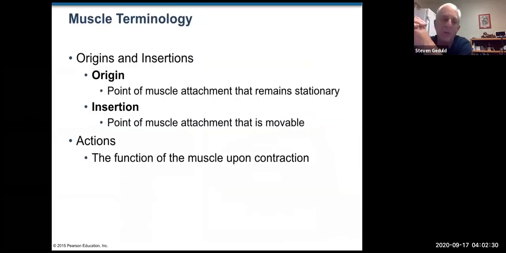Okay. You can also name them by shape. You can name them by where they're inserted, where they attach. The point of muscle attachment that remains stationary is the origin. The point of muscle attachment that is movable is the insertion. Okay. The function of the muscle depends upon how it contracts. When it contracts, it's going to shorten. And when it's connected to things, how it shortens determines its function, what it's attached to.